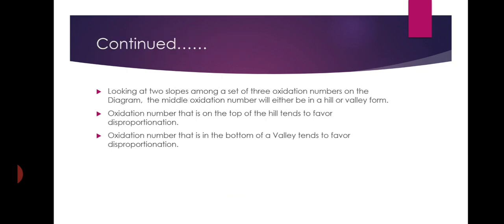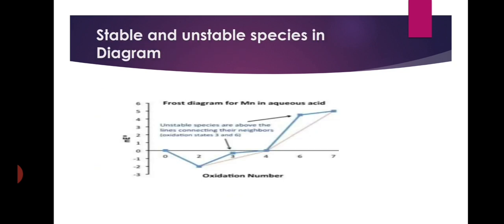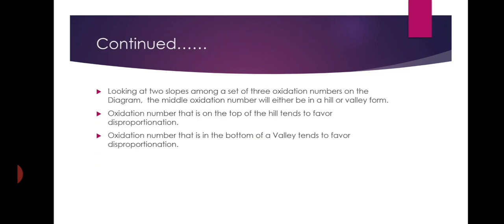And an oxidation number that is at the bottom of a valley tends to favor comproportionation. So there we saw the +2 oxidation state is at the bottom of the valley, so it shows comproportionation.